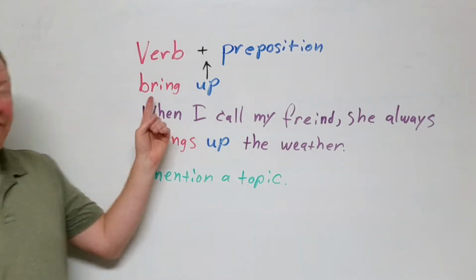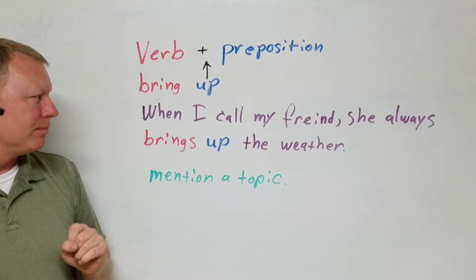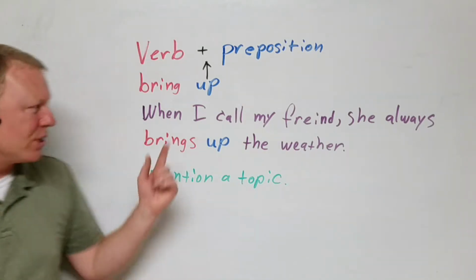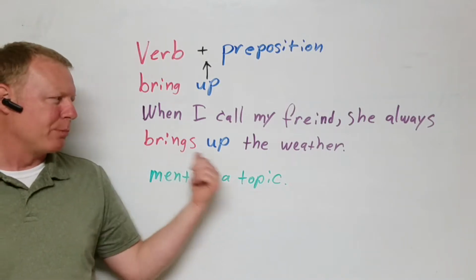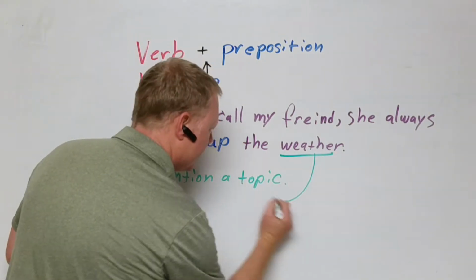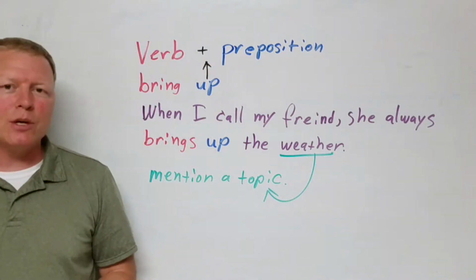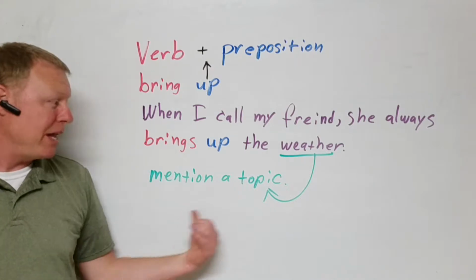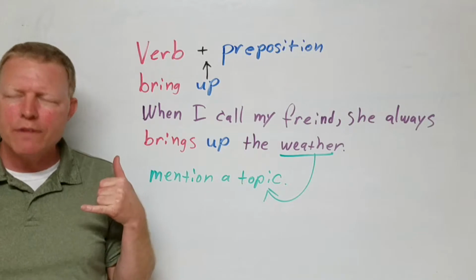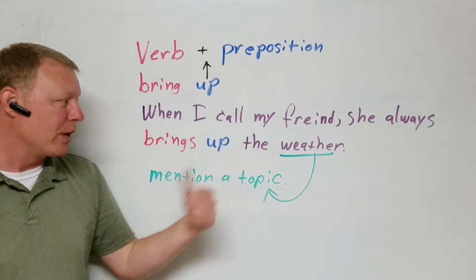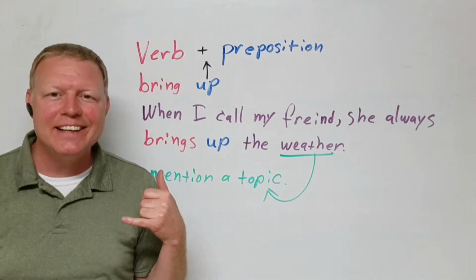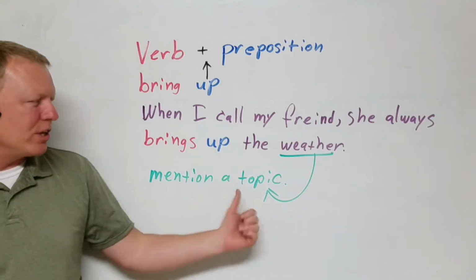However, if you use the phrasal verb to bring up, it means to mention a topic. So let's read the example sentence. When I call my friend, she always brings up the weather. The weather is the topic. And so when we say that someone brings up something, it means they mention it. I call my friend, I just want to know how she's doing. How are you? Wonderful, good. But every time she brings up the weather, well, it's so cloudy today. I want it to be sunny. You see? That means to mention a topic.